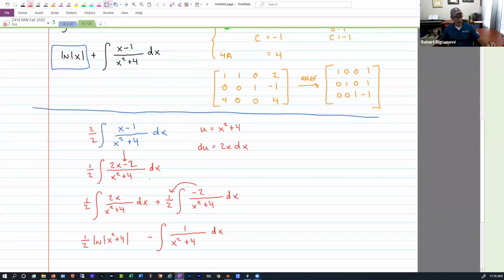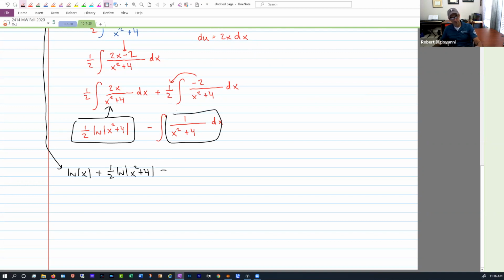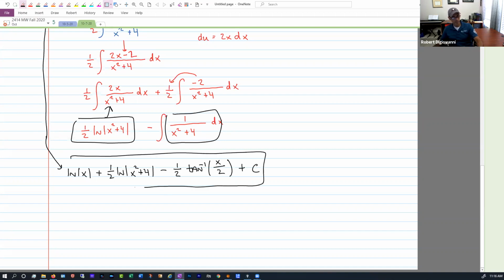So I think I'm ready to bring all my answer together. I have the natural log of x from earlier, plus, okay, this piece, that was the antiderivative of that. So 1/2 natural log of x squared plus 4. And then we have minus, and now the formula for this would be 1/a, which is 1/2, arctangent of the variable here, which is x over a, plus a constant. There you go.